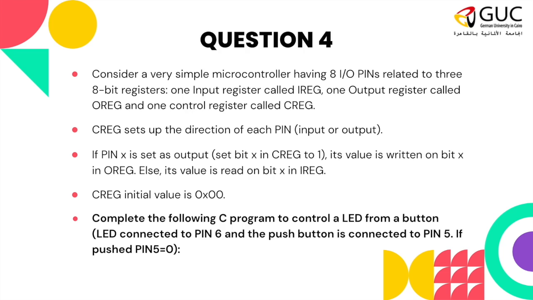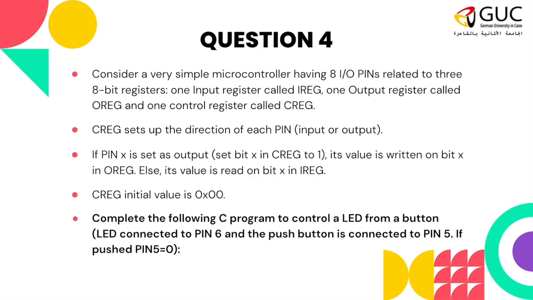The question states: complete the following C program to control a LED from a button. We have a button and a LED, and we want to control this LED from the button. The LED is connected to pin 6 and the push button is connected to pin 5. The LED is an actuator, an output connected to pin 6. The button is a sensor, an input connected to pin 5. If the button is pushed, the pin will read value 0.